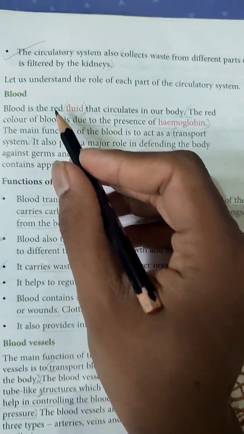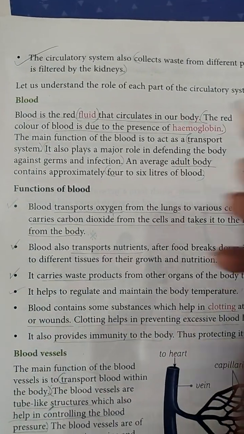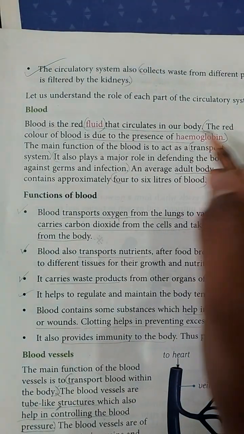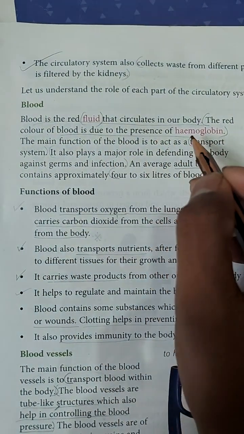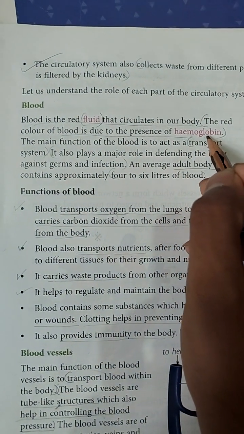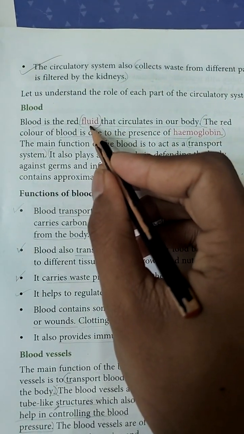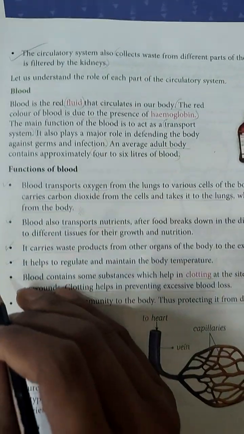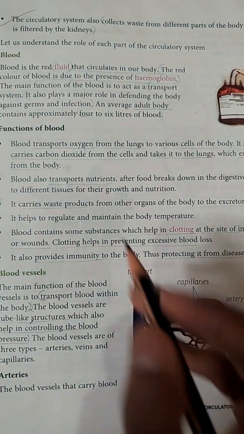Now we'll be looking at the blood. Blood is a red fluid. Fluid means something which can flow. The red color of the blood is due to the presence of hemoglobin. So we can see the functions of the blood here.